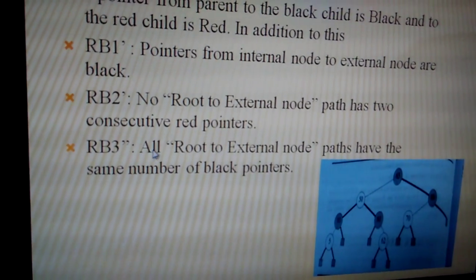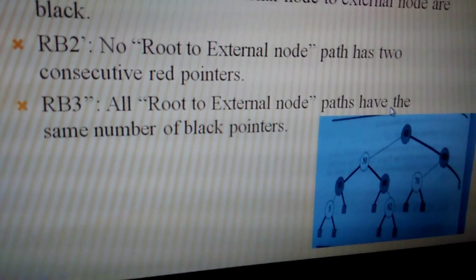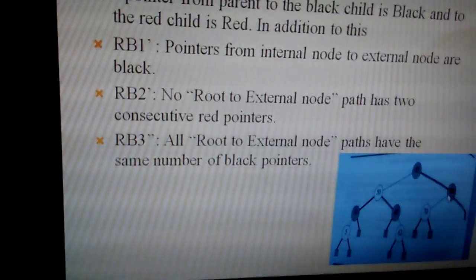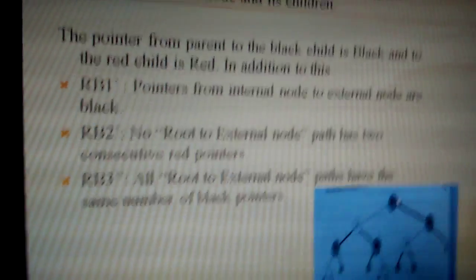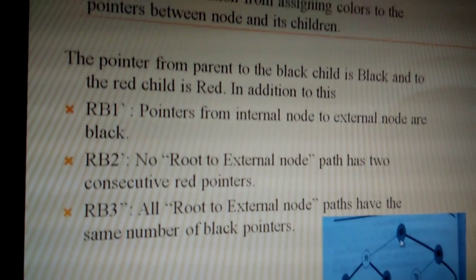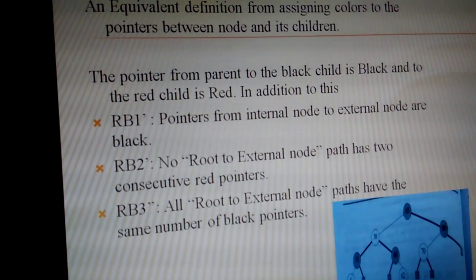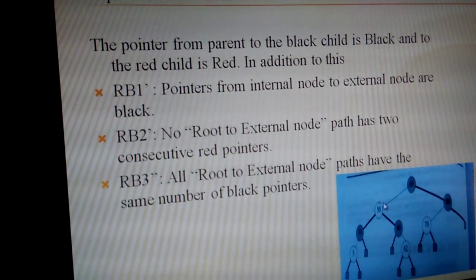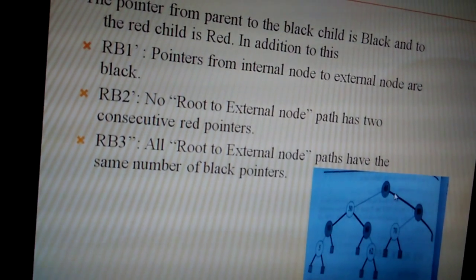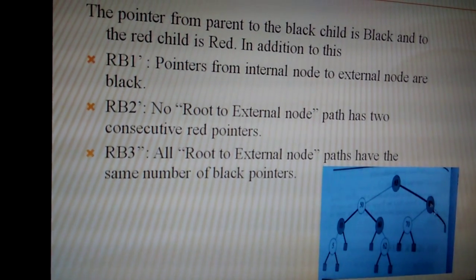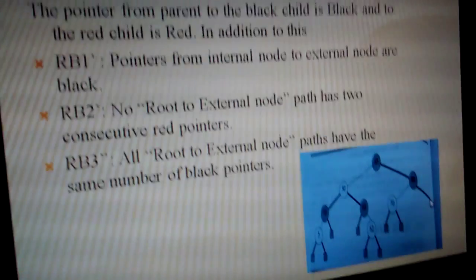Coming to the third property, all root to external node paths have the same number of black pointers. This is one path from root to external node, and this is one more path from root to external node. On this path, this is one black pointer and this is one black pointer, so the entire path has two black pointers. This is one more path, with one black pointer and another black pointer, so the entire path has two black pointers.